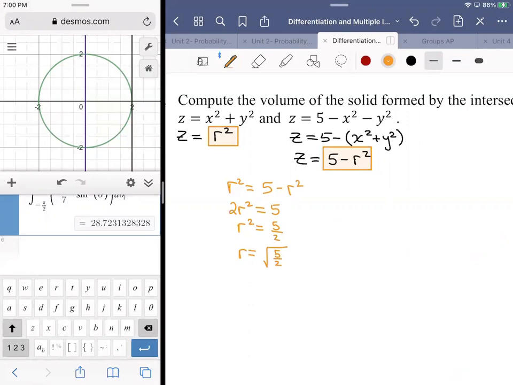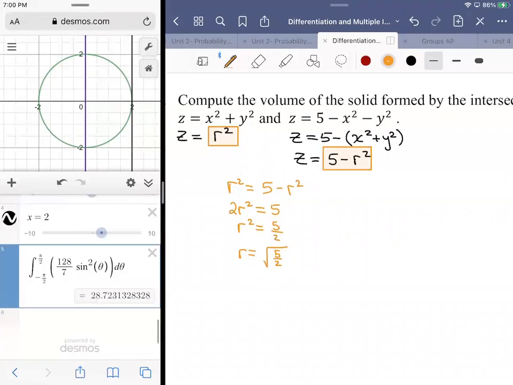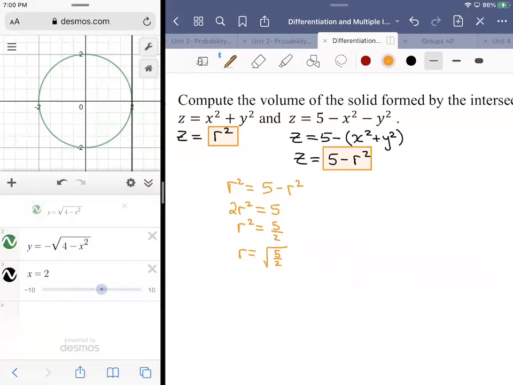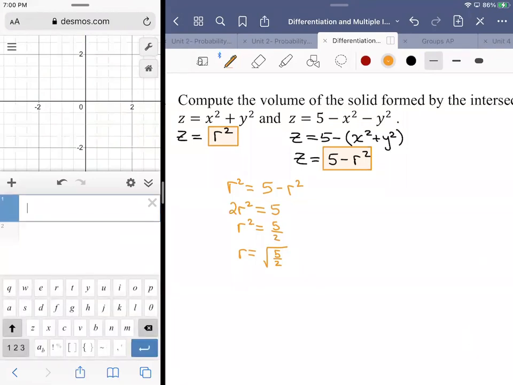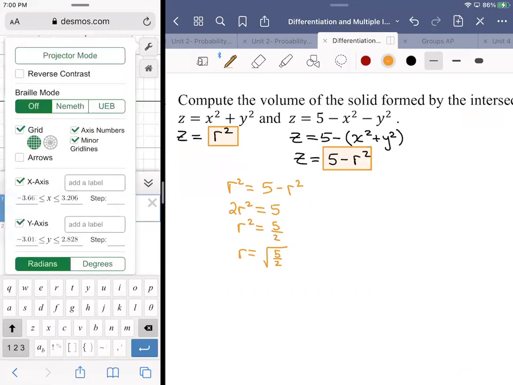Okay, so it's a circle. We got our circle. It's going to be centered at 0, 0. We're centered at the pole, and it's going to have a radius of the square root of 5 halves. All right. So if I wanted that on Desmos, I could plot it a few different ways. If I want to work with it in rectangular form, I could just say x squared plus y squared equals 5 halves. Yeah, we can get the image that way. We could also convert it over into polar form.